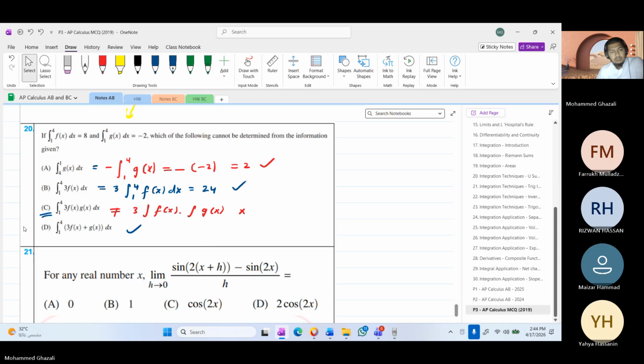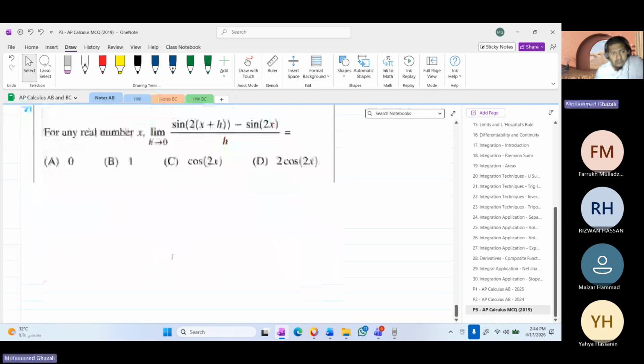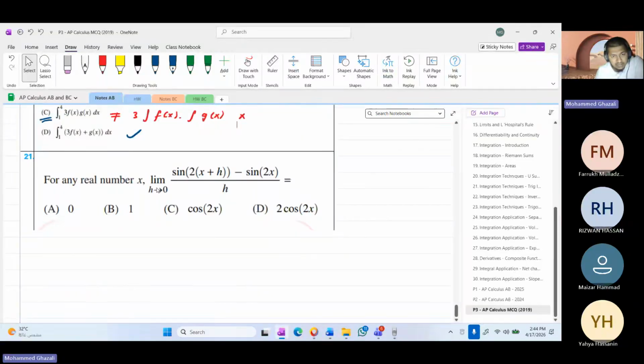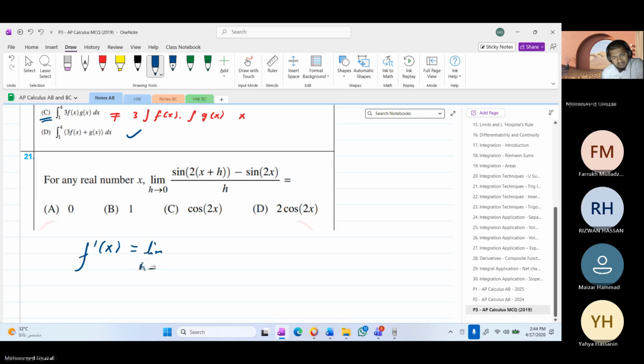Right? Good. For any real number x, limit as h approaches 0 of this function is what? This is your first principles formula. What's f prime x equal to? Limit as h approaches 0 of f of x plus h minus f of x, over h. Mister, quick question. Since it's dividing by 0, wouldn't the answer be 0?